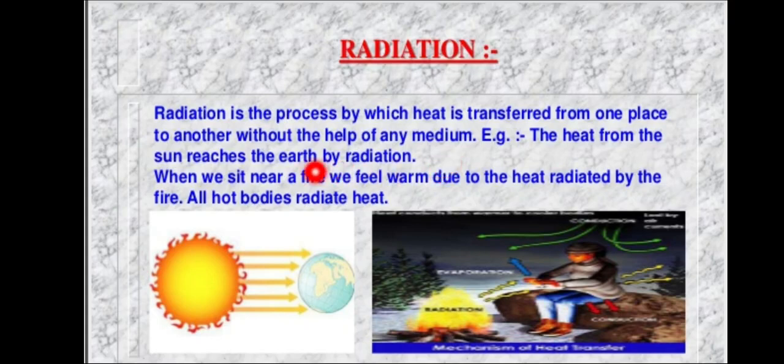For example, the heat from the sun reaches the earth without any medium, so this process is known as radiation. Another example is when we sit near a fire, we feel warm due to the heat radiated by the fire, and all hot bodies radiate heat. So this is about the process of radiation.